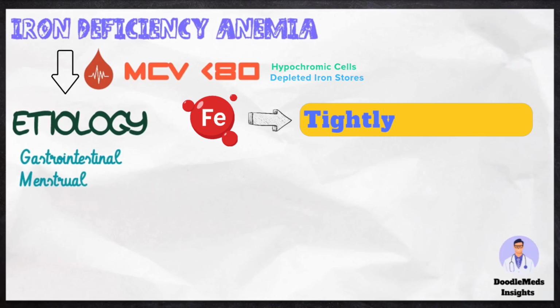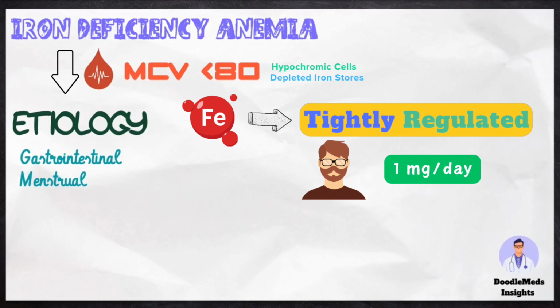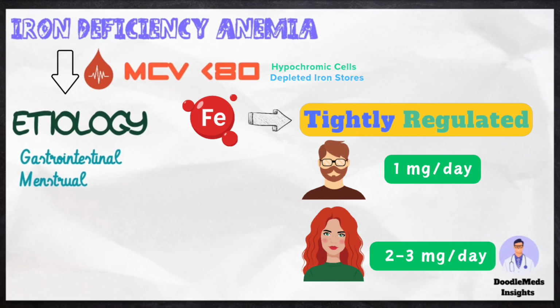Iron absorption is tightly regulated. A man requires about 1 milligram per day and a woman about 2 to 3 milligrams per day on average. It is difficult for the body to increase the level of iron absorption.